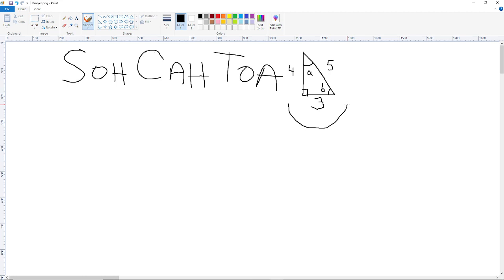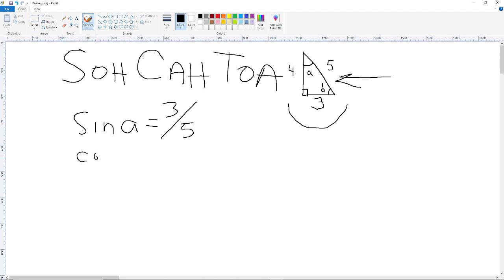So let's look at this sample triangle right here. And these little letters are the angles, A and B. So sine of A is equal to opposite, 3 is opposite of A, divided by hypotenuse, the longest side, which is 5. So sine of A is 3/5.